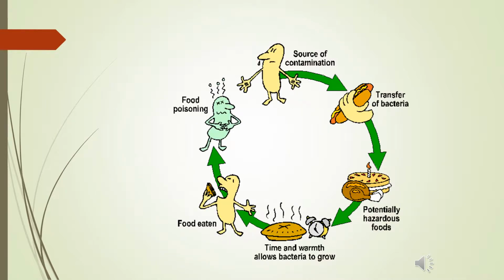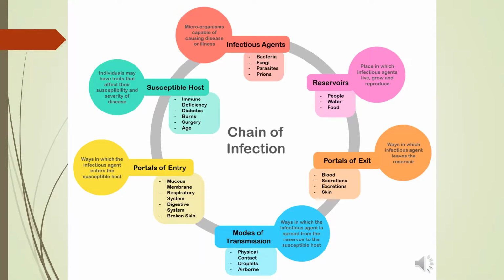Here that shows the source of contamination is a bacteria that's coming from the sinuses. So we'll say it's an upper respiratory infection. Transfer of bacteria: the sinus drainage got on the hot dog and somebody's eating the hot dog. And you can see it develops into food poisoning then. That's kind of a comic picture, but it's the way it goes.